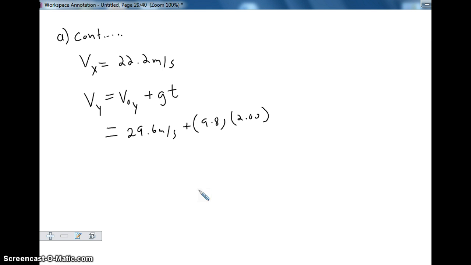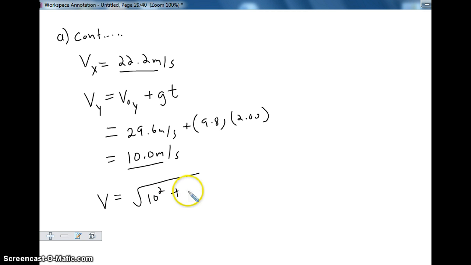Evaluating those terms, we end up getting 10.0 meters per second. Alright, so now that we have my x component and my y component, the overall velocity at 2 seconds is going to be equal to the resultant magnitude of those, the square root of 10 squared plus 22.2 squared. Throwing those values in and evaluating gives me a resultant of 24.3 meters per second.